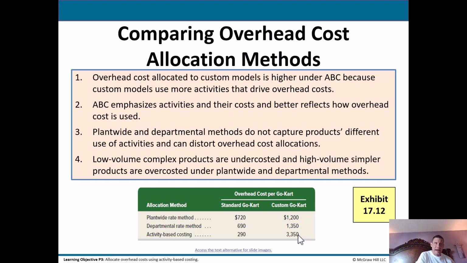So you can think of ABC as a lot more accurate. It's good if there's a big variance in the types of things that they make, and if you suspect that different product lines are using vastly different amounts of overhead, ABC is probably a good method to use. But just notice how different it is under ABC. Now, ABC is a lot of work to set up, but it is much more accurate.